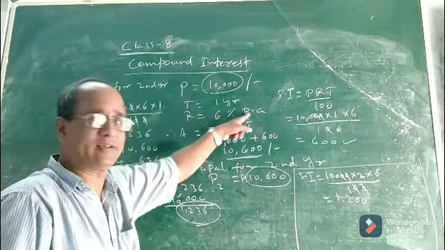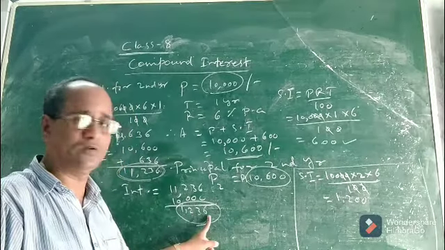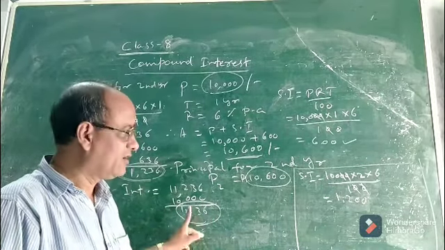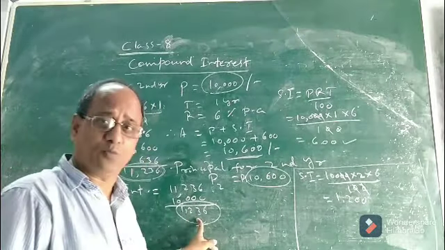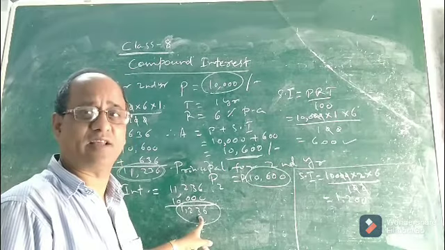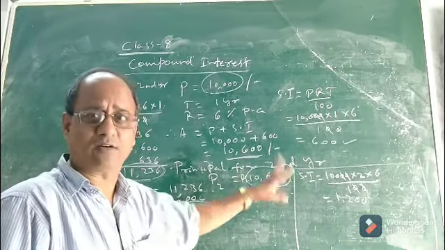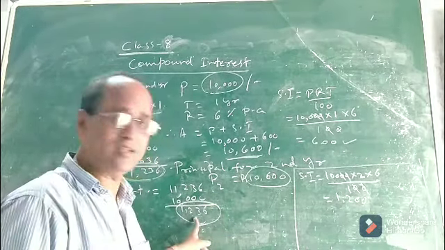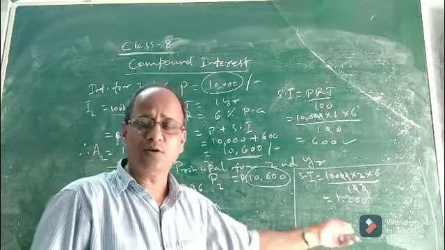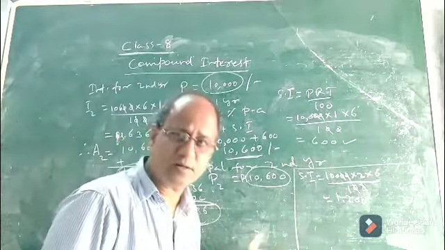for 2 years at 6% per annum is 1,236 rupees. That means in this case 236 rupees extra more money or amount is being taken or charged by the bank from the man. So here the person is paying more interest to the bank than the simple interest. So this is the difference between simple interest and compound interest.